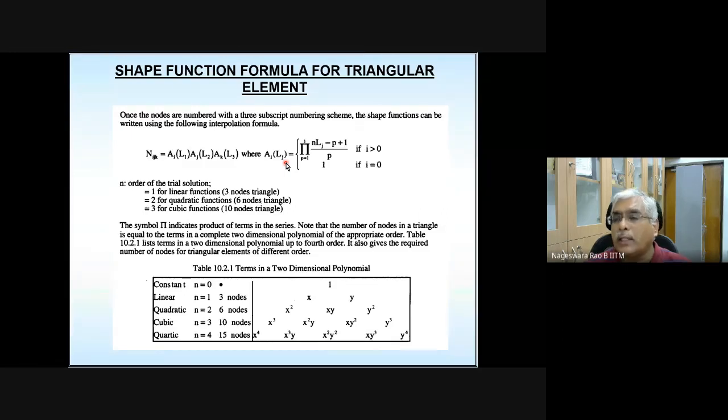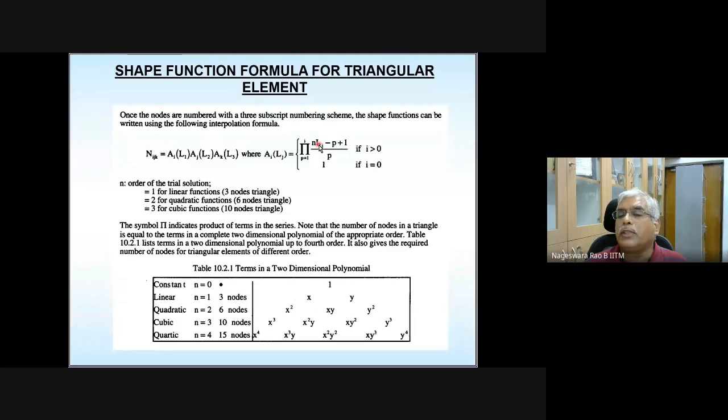So please write it, okay? Please quickly write it. a_1 L1. So now substitute that information here. i is equal to 1. So this product is going to be pi starting with 1, and i is equal to 1, so one term is going to be there. And j is equal to 1, L1. j is 1, L1. And what is n? For the 3-node triangular element, n is equal to 1.